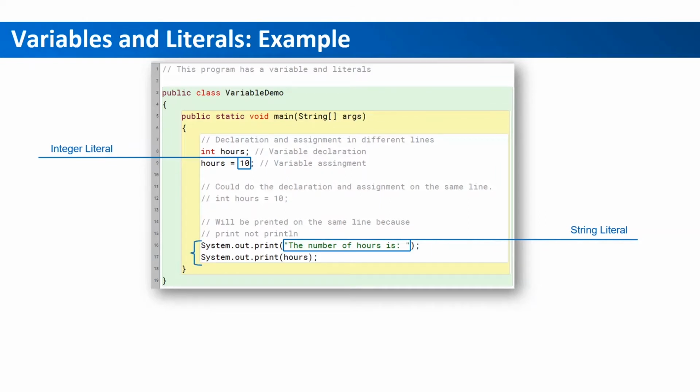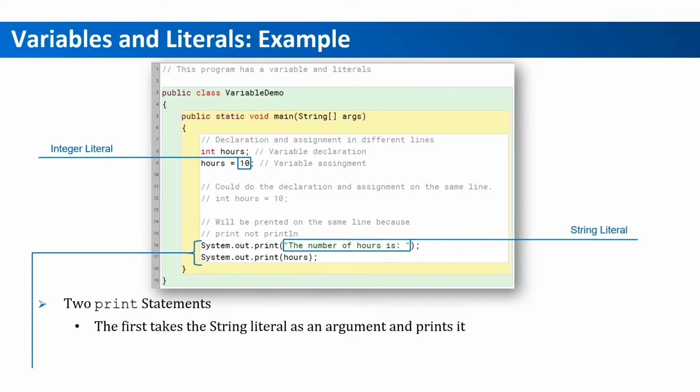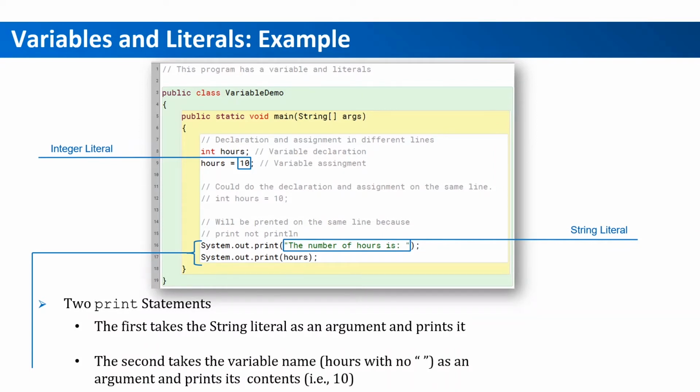We also have 2 print statements. The first takes a string literal as an argument and prints it. The second takes the variable name, which is hours, with no double quotation marks, as an argument to print its contents. So the literal will be printed as you see it, whereas the variable will print the content, which is the 10 stored in the variable hours in this case.